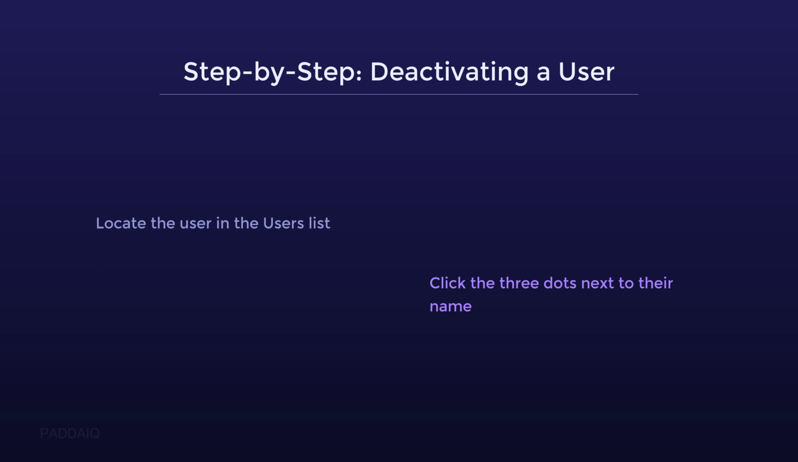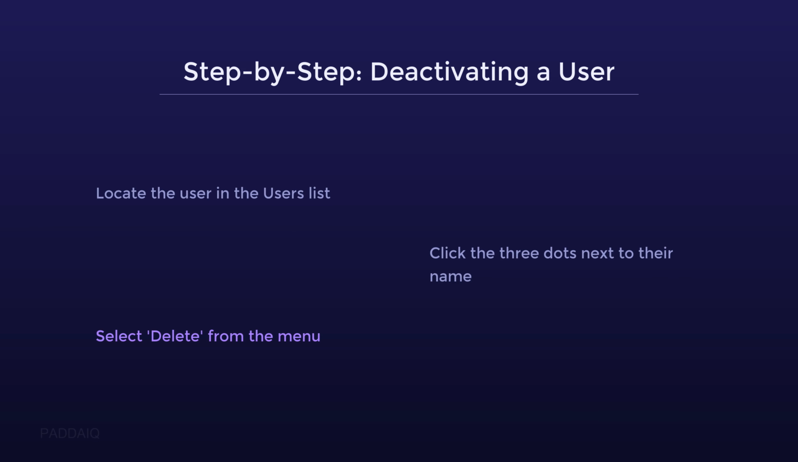Click the three dots next to their name. This opens a menu with more options for that user. For instance, to temporarily suspend an intern's access, you would find their name in the list and click these dots to find the deactivation option. This simple action is your starting point for managing user access securely.